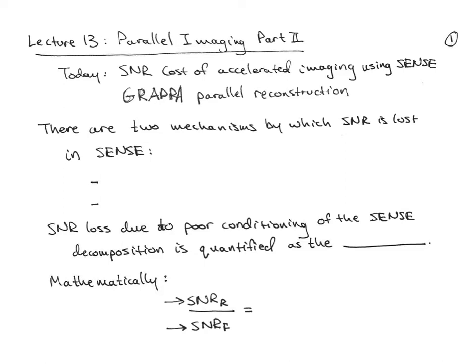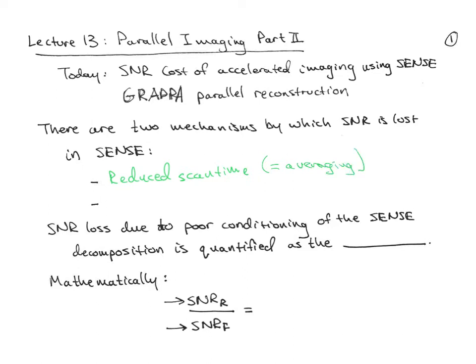So in this lecture, we will talk about the signal-to-noise ratio penalty of accelerated imaging using SENSE, and then we'll talk about GRAPPA parallel imaging reconstruction, which is a k-space domain method. Now, there are two mechanisms by which SNR is lost in SENSE parallel imaging. The first is by reducing the overall time that we're listening to the signal. So that's a reduced scan time, which is equivalent to reducing the amount of averaging that we are doing.